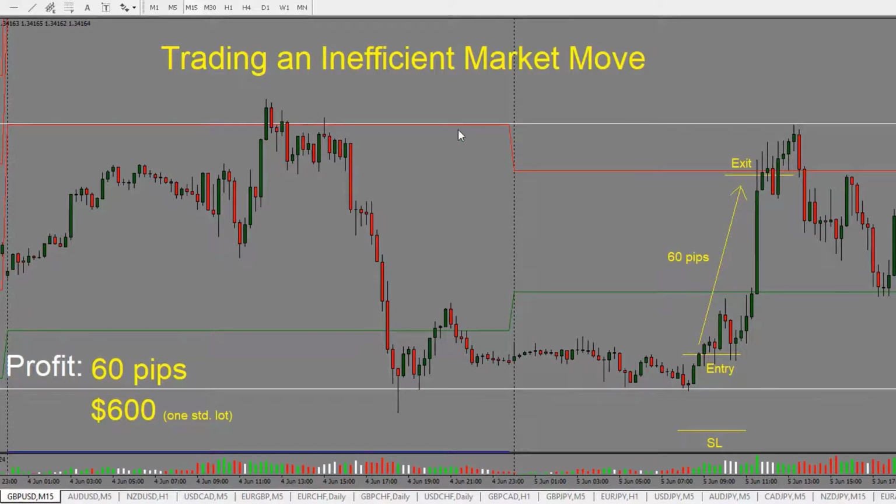In this case, we see a double top here. We see a bearish engulfing candle close, so this would be a good level to enter the trade. And then we're just taking it to the base of this candle here. So this is another inefficient move that gets filled once again. This is how we trade an inefficient market move. In this case, our profit is 60 pips, or $600 if trading one standard lot.